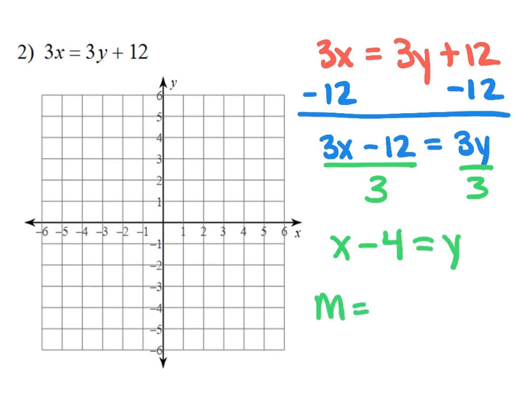So this tells me that my slope is 1 over 1 and my y-intercept is negative 4. So I can plot my y-intercept on the graph, go up 1 and over 1, and then draw in the line.